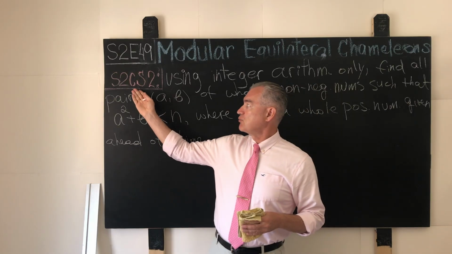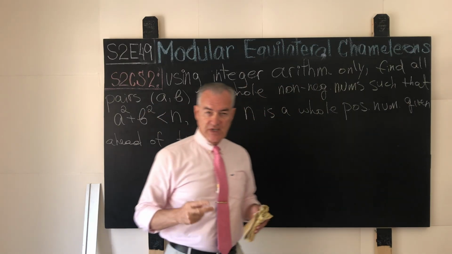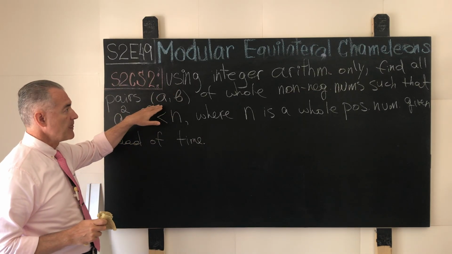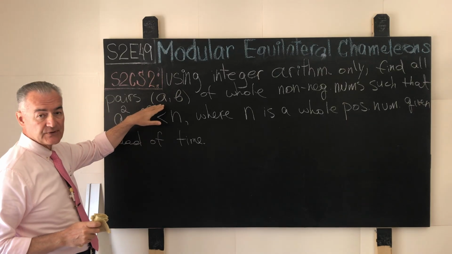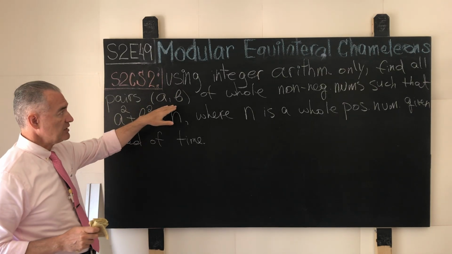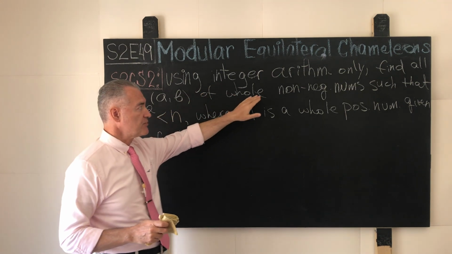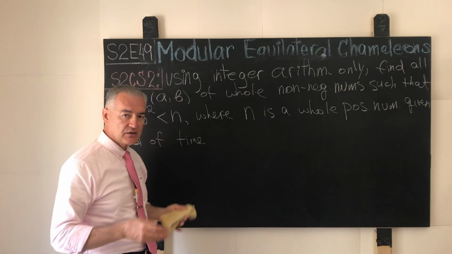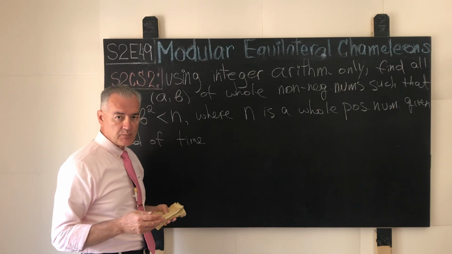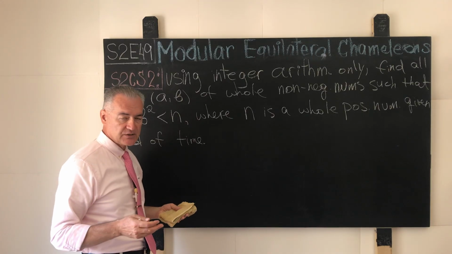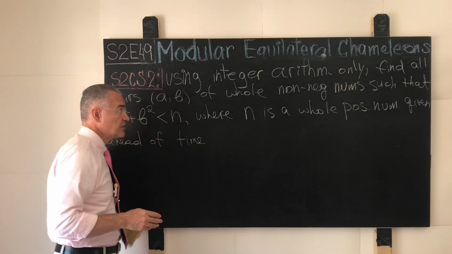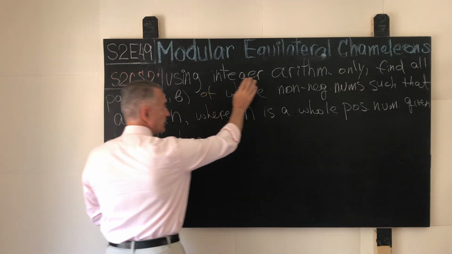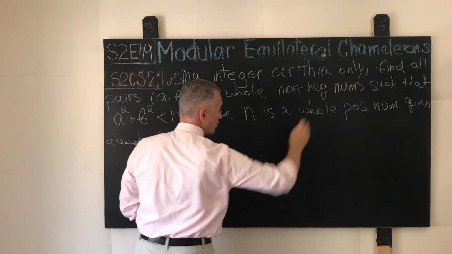So in the computer science problem S2CS2, we are asked to find all the whole non-negative pairs of numbers A and B using nothing but integer arithmetic. This is important over here. No mathematical libraries of any kind, only the standard operation of, let's say, multiplication. I don't want to give out too much, but this is an important restriction: using nothing but integer arithmetic only.